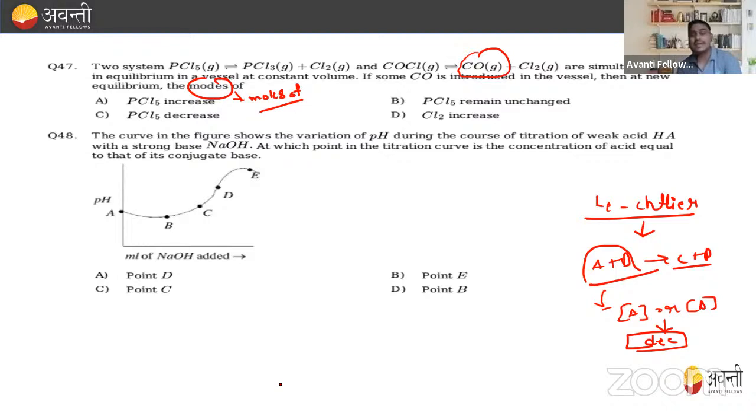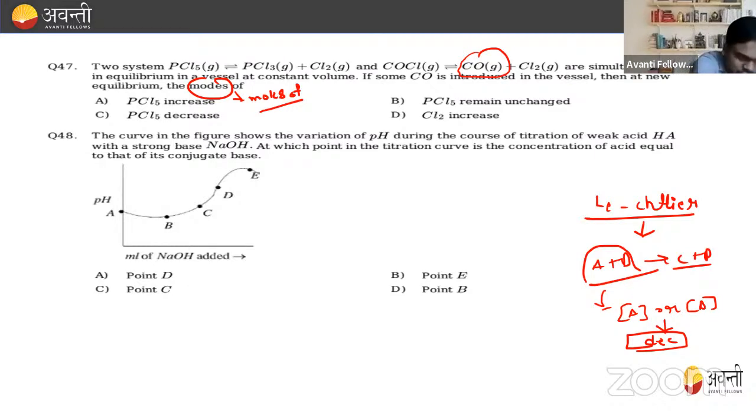Because Cl2 is present in both systems, in the first statement as well as the second statement. So if some CO is introduced, then the equilibrium shifts in the backward direction. So backward direction means what? There is a decrease in the PCl5, right? So PCl5 decreases. I hope it is clear to everyone? It is totally based upon the Le-Chatelier principle, that is chemical equilibrium.